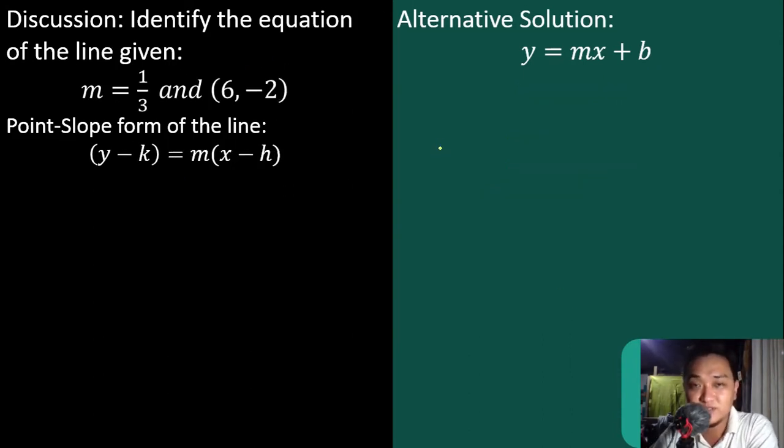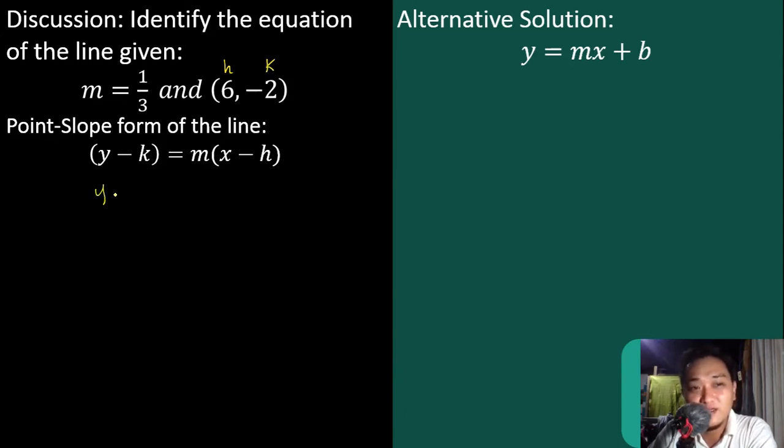Let us have one more example. Let's say we want to know the linear equation given the slope, which is 1/3, and a point that is along that line, which is 6 and negative 2. We can make use of the point slope form of the line. Y minus k is equivalent to m times the quantity x minus h. So we will let this as our h, and we will let this as our k.